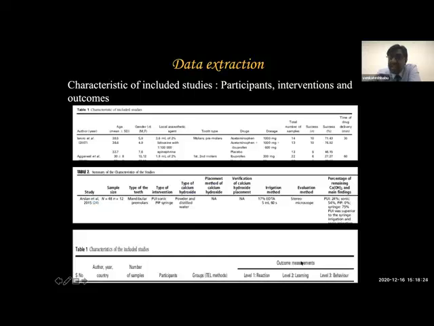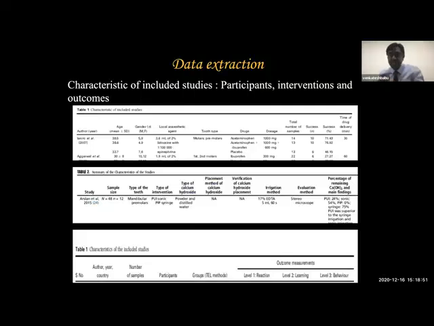Outcome has been measured at three levels: reaction, learning, and behavior. So that's why this will come under outcome. So you understood, right? For this data, you need participants, intervention, and outcome. This is very important for data extraction. Again, what are all the intervention, outcome, participants? As a content expert, you have to decide for your own study.